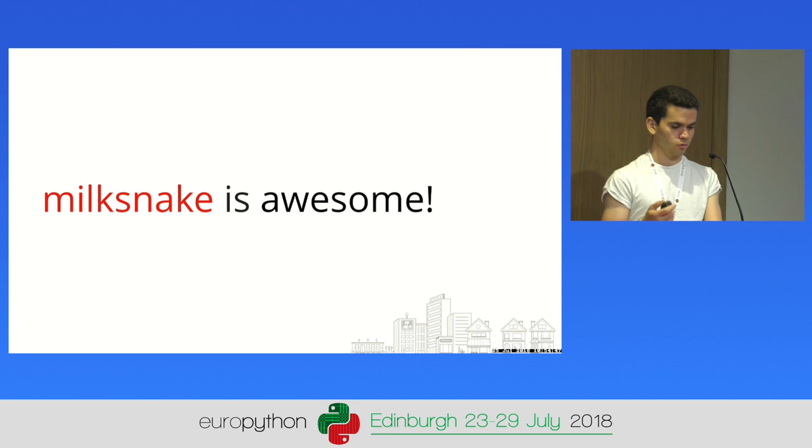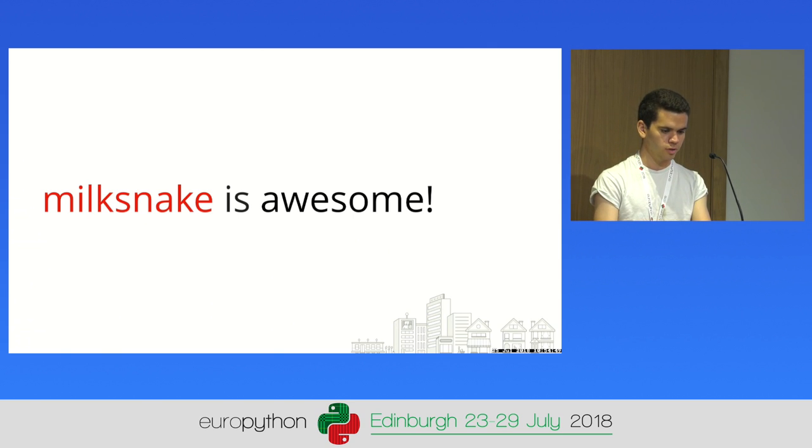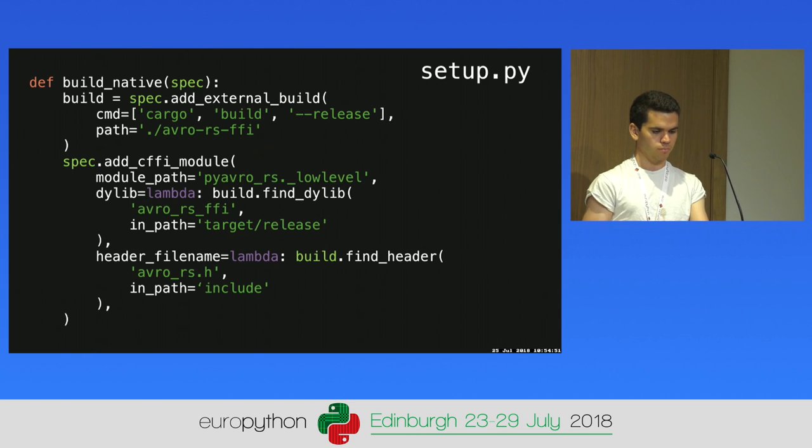So Milksnake is an open source tool built by a company called Sentry. And what it gives you is basically, it's awesome. So let's dig into this. First, you can specify in setup.py that you have an external something else that you want to build. In our case, it's just a Rust package. It can be like anything. Could be C if you want. It could be anything that you need to build. So in our case, you call the command.